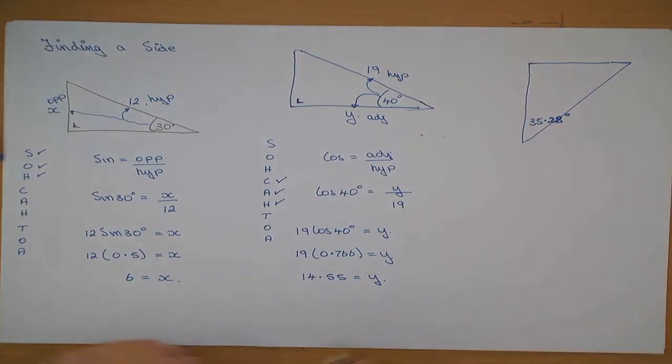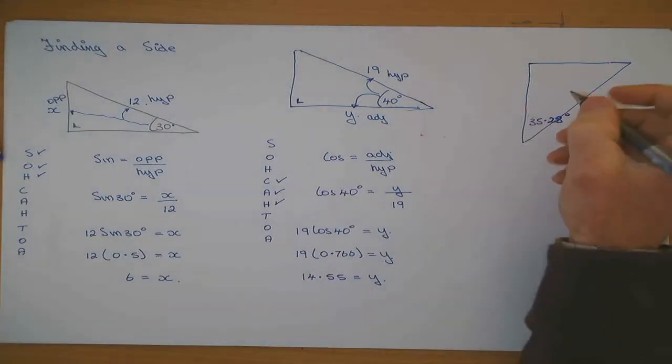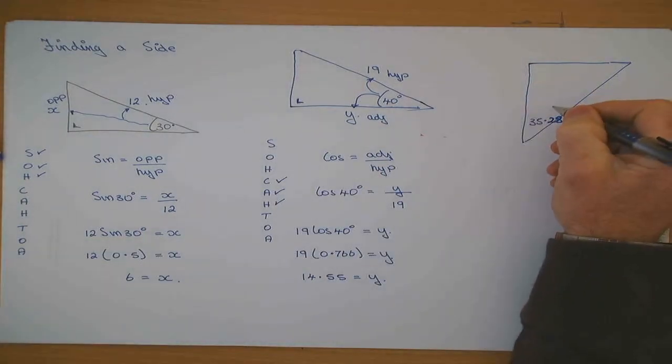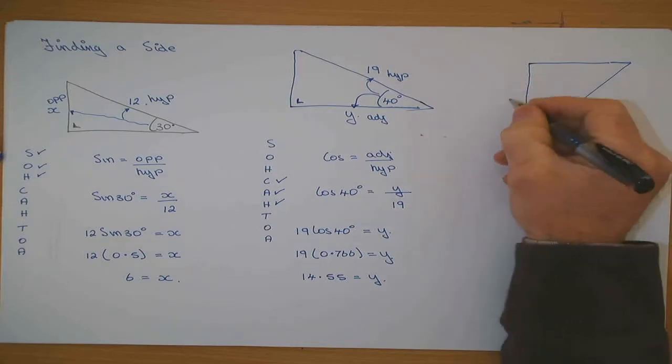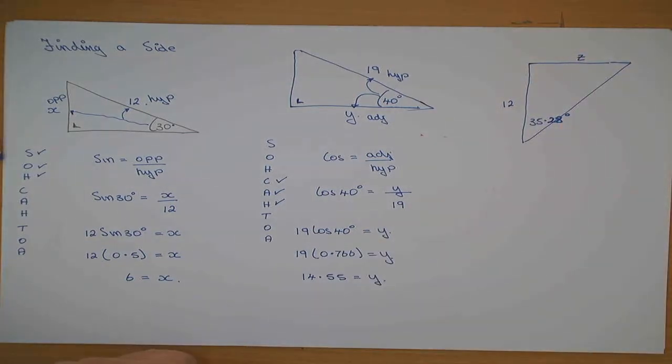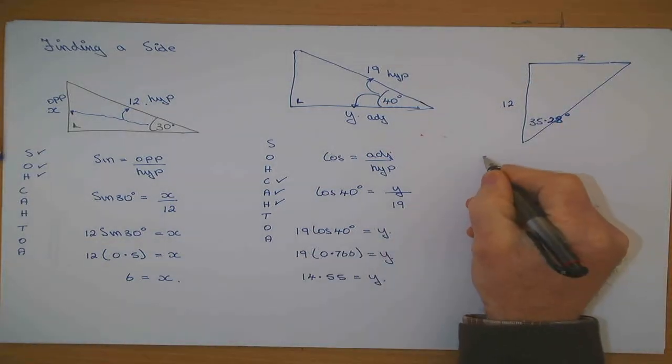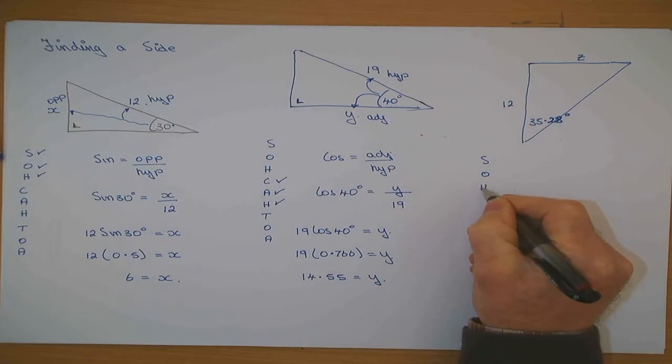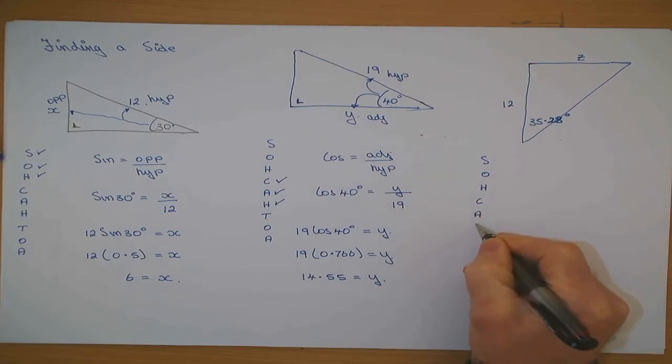45.28 degrees. Is that the same as 35 degrees and 28 minutes? No. All right, it is not. 12 and z. If I want to find z, it's not Pythagoras' theorem, so what does it have to be? SOH CAH TOA.